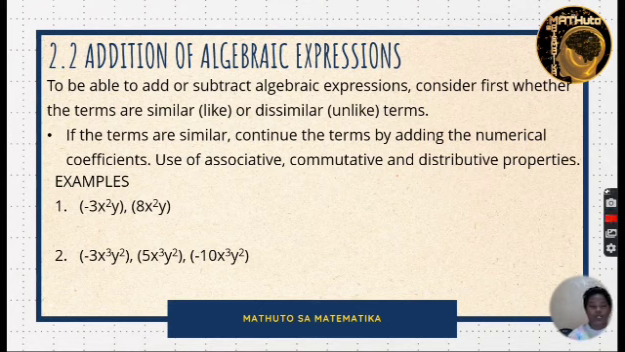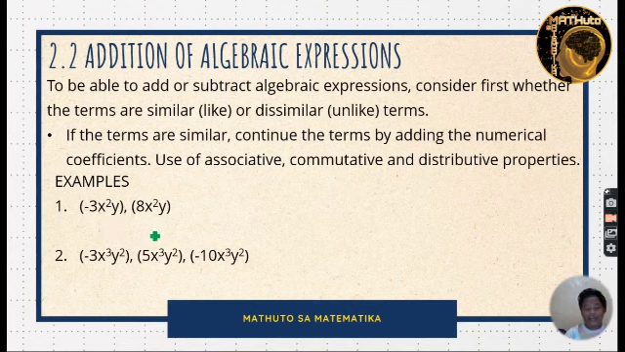So, if the terms are similar, combine the terms by adding the numerical coefficients. Use of associative, commutative, and distributive properties are important po. In these examples, we have the first one.